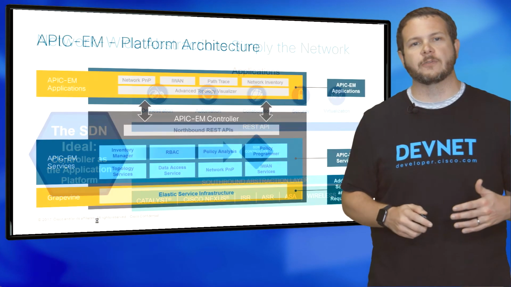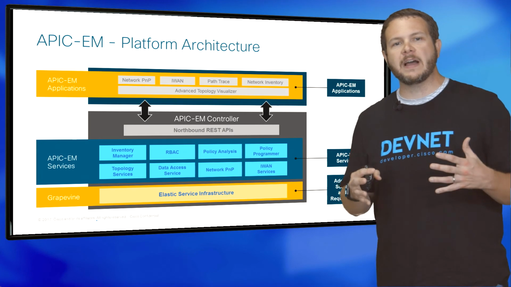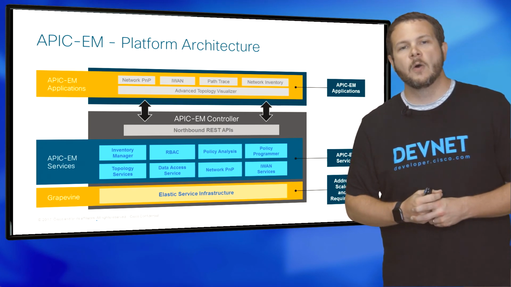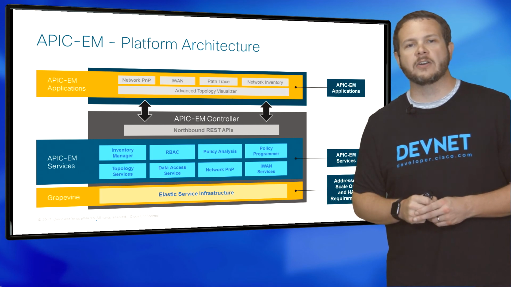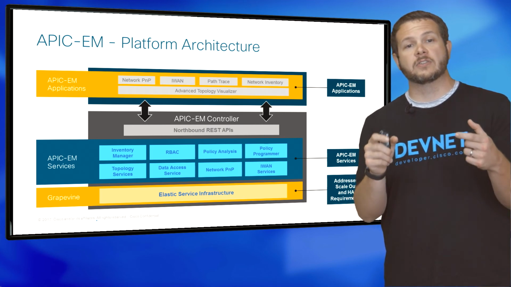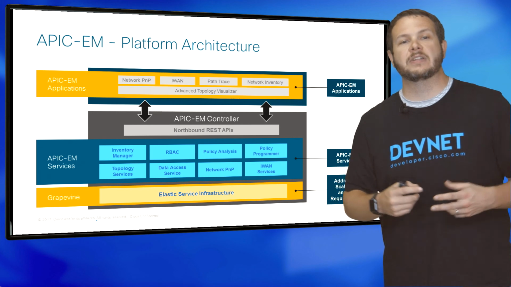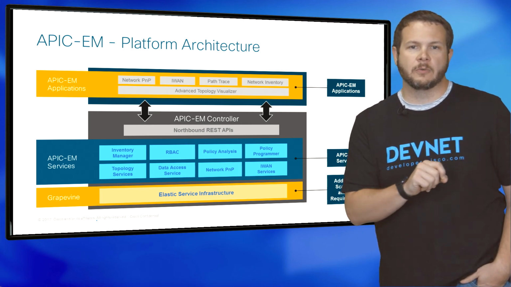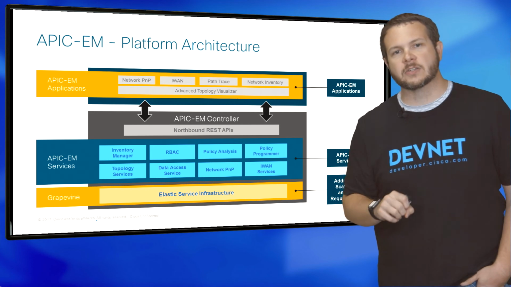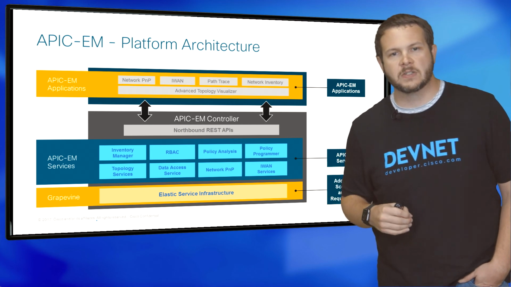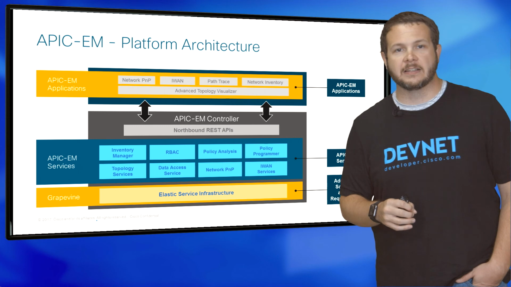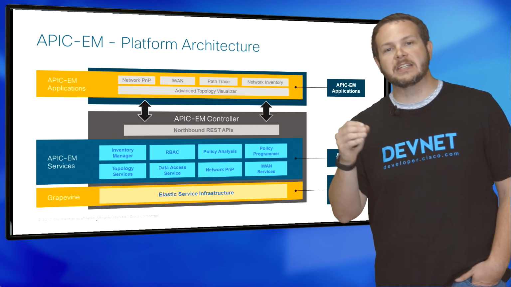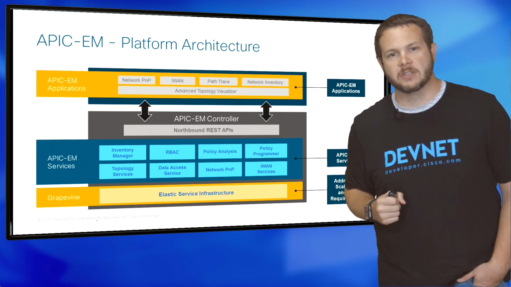Inside of the architecture for APIC-EM, what we'll find is that APIC-EM exposes those northbound REST APIs while it controls specifically all of the underlying services necessary to connect down to the infrastructure under the hood. It'll manage inventory for you. APIC-EM will handle all the role-based access control down into the network devices, deal with policy analysis, as well as programming the individual devices with the configuration deduced.